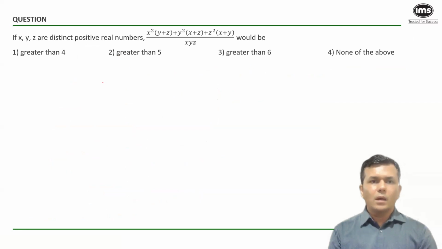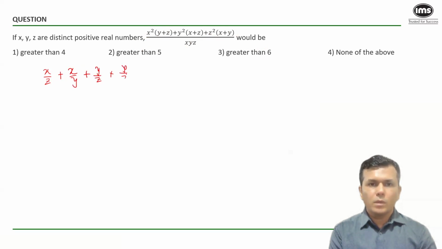If x, y, z are distinct positive real numbers, x square into y plus z plus y square into x plus z plus z square into x plus y upon x, y, z would be which of the following? So let's first simplify this expression, which is x square into y upon x, y, z. So if I divide it, I'm going to get x upon z plus x square z upon x square z. So here I'm going to get x upon y. Similarly, this is y upon z.